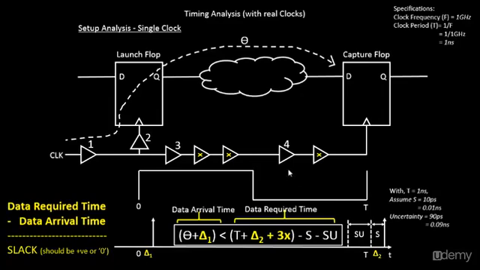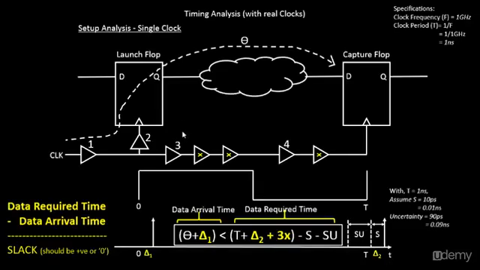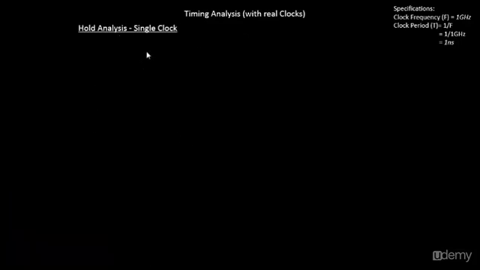Since I'm already running out of time, we'll take the same scenario where you're trying to add clock buffers in the launch clock path and the capture clock path, but not in the setup timing analysis anymore. Now we'll be doing a hold analysis with real clocks and with single clocks. We'll look into how the addition of buffers in the capture clock path and the addition of buffers in the launch clock path actually affect your hold analysis, and what the advantages and disadvantages are, and so on.